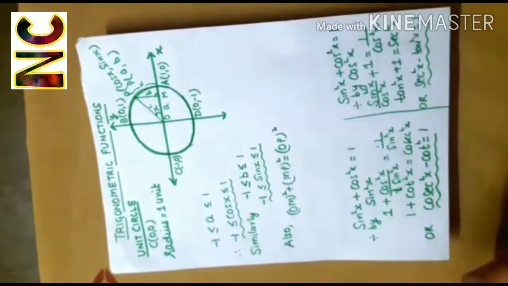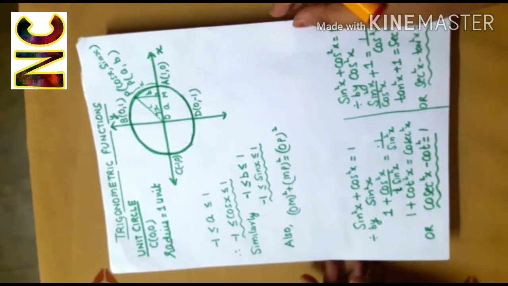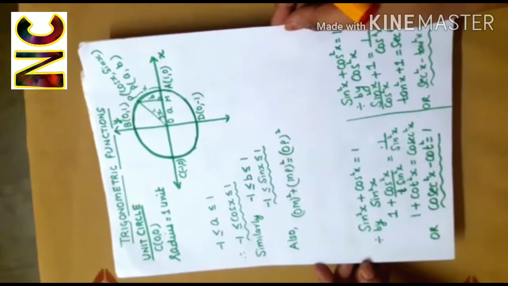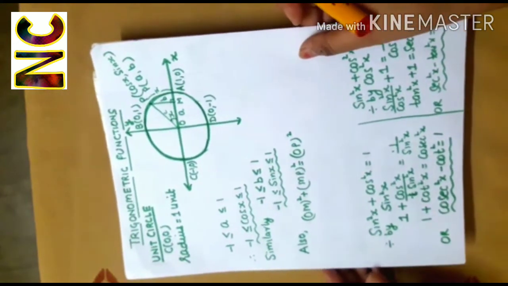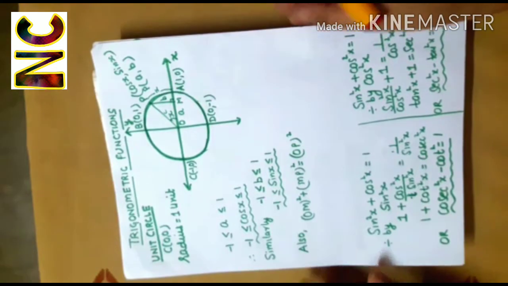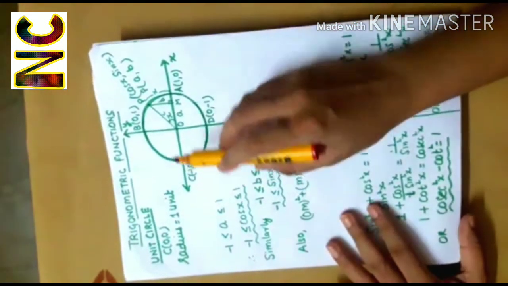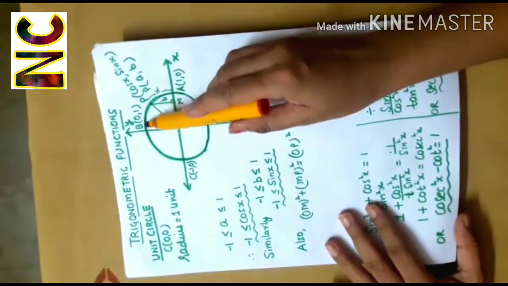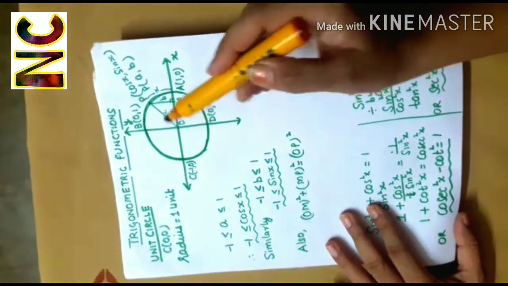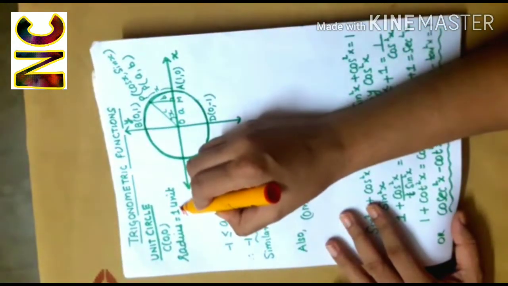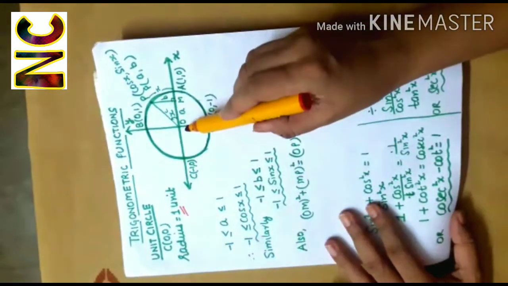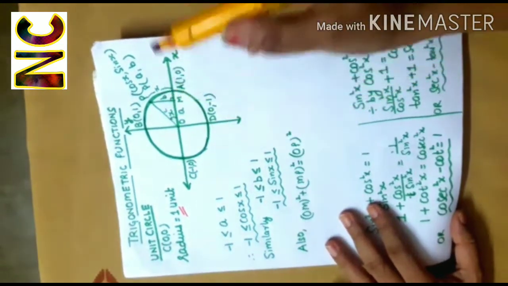So far we have discussed the sign of trigonometric functions in different quadrants with the help of a unit circle. Now we will deduce some more identities. We consider a unit circle. Unit circle means the radius is 1 unit and the center of the circle is at the origin.